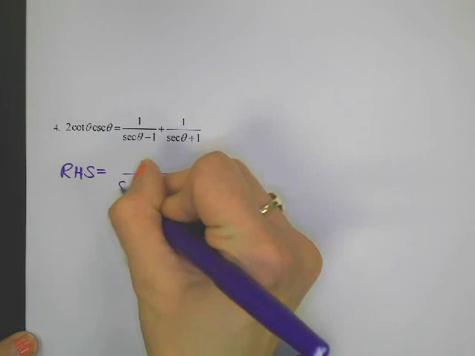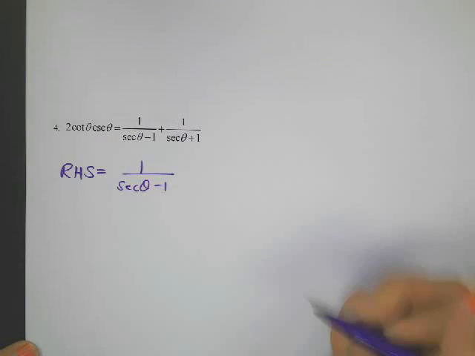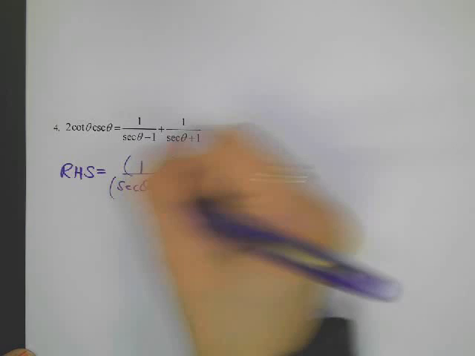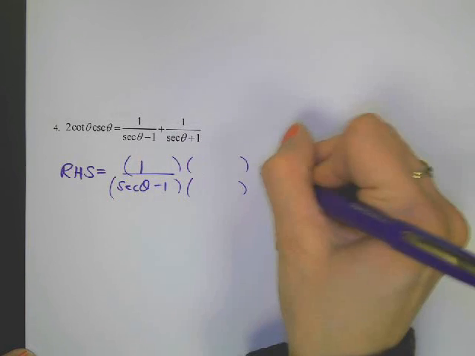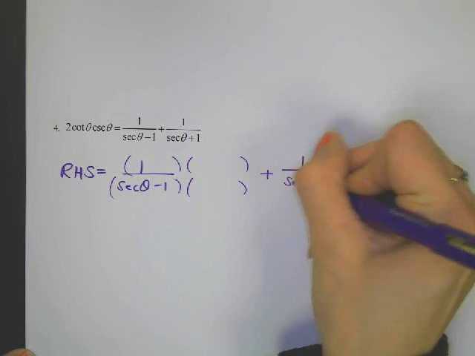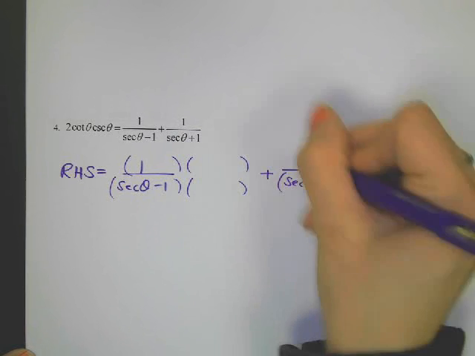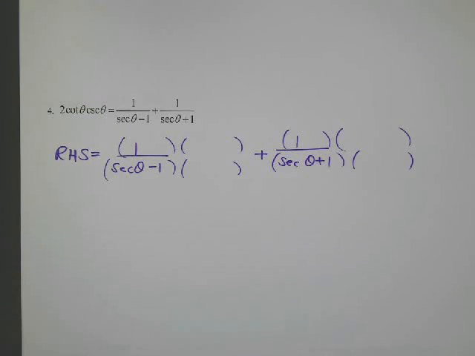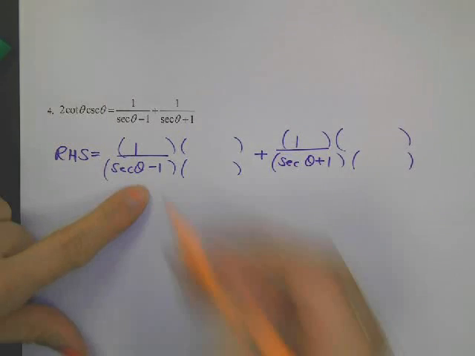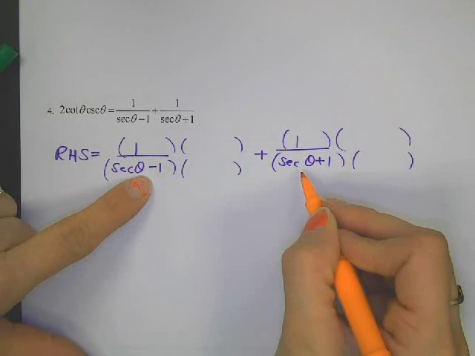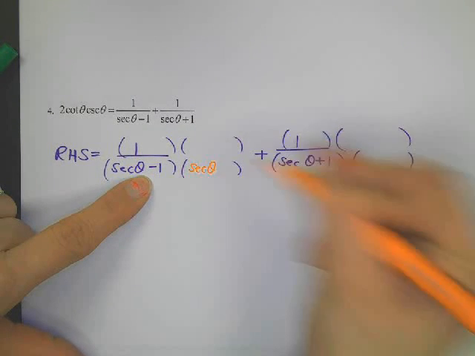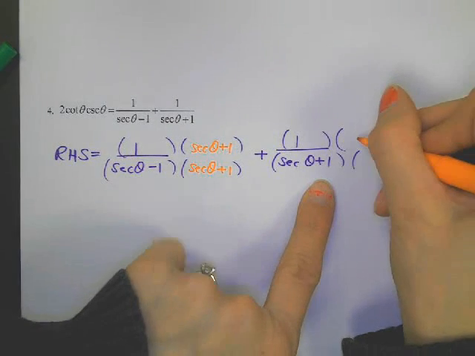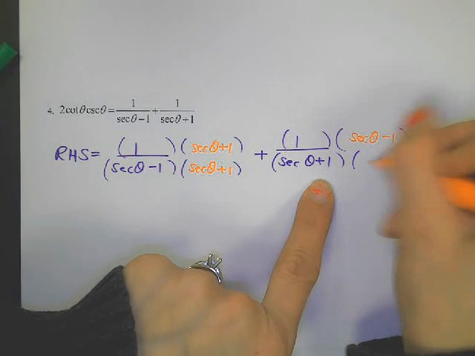Good choice. 1 over secant of theta minus 1. Maybe we should leave a lot of space, huh? Maybe get it set up a little bit. Okay, plus 1 over secant of theta plus 1. Let's put some parentheses, get it all set up here. We want to make a common denominator. So what does this fraction here, the first one, need, top and bottom, to match? He needs a secant of theta plus 1. Secant of theta plus 1. And this fraction needs secant of theta minus 1.